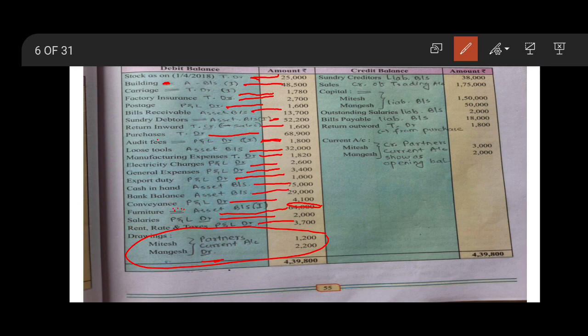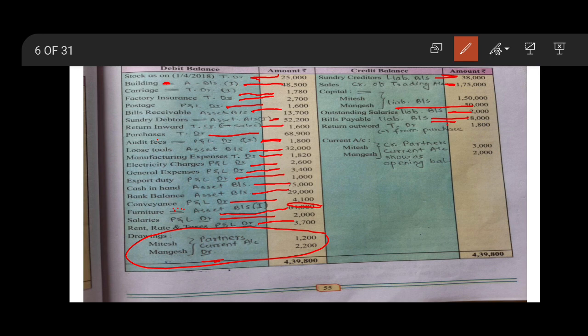Then coming to the credit balances, the first is creditors. Creditors is nothing but liability, so balance sheet liability side. Sales is given, trading account credit side. We were having sales return, so trading account debit side 1,75,000 less sales return, deduct the amount and bring it to the outside. Okay, next is capital balances. Capital is always a liability, balance sheet. Okay, then outstanding salaries, whatever outstanding are our liability, so liability side, bills payable liability.